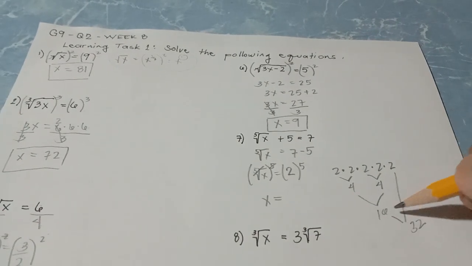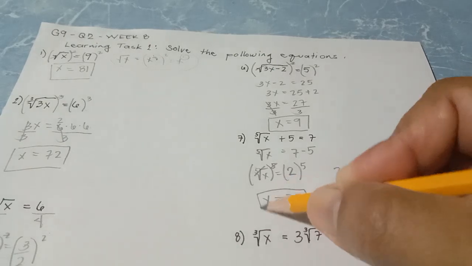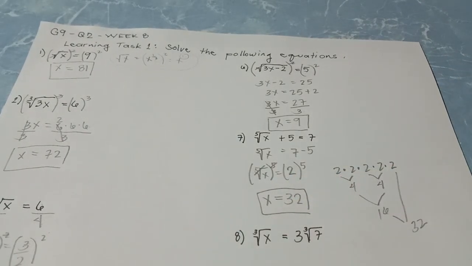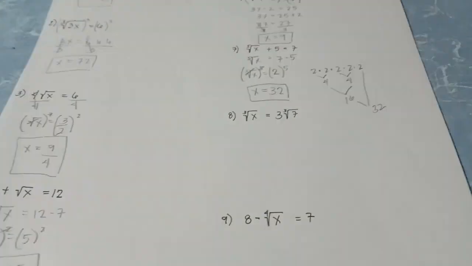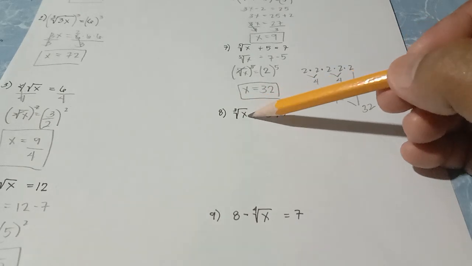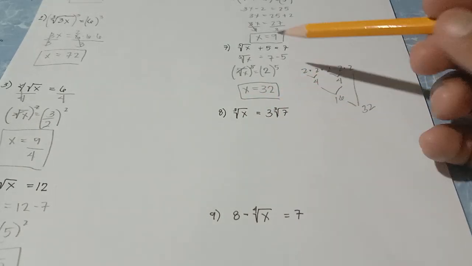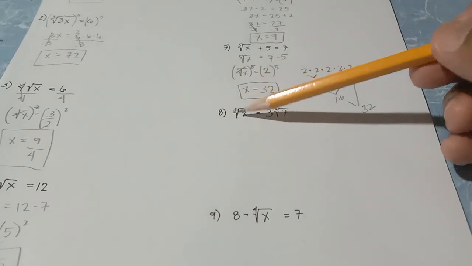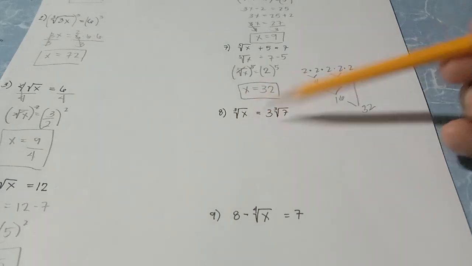32. Okay? So, x natin ay 32. Okay. Next, number 8. So, given number 8, we have the cube root of x is equal to 3 cube root of 7. So, left side at saka right side ay may radical sign. So, eliminate na agad natin yan.